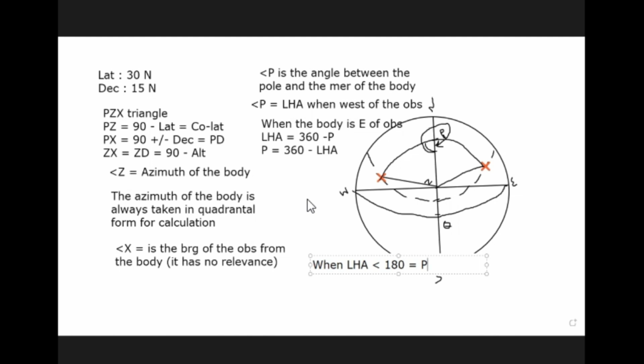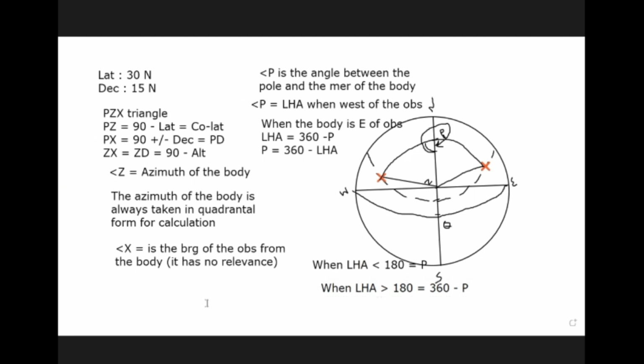See, as long as the LHA is going like this, it is starting from here and it is going. Here it became maybe 60 degree, then here it became 90 degree, then here it became 180 degree. As long as it is in this segment, it is west of the observer. But the moment the LHA crosses more than 180, it will become to the east of the observer. The bearing will be east. So we can say that when LHA greater than 180, it is equal to 360 minus P. This is what you have to remember.